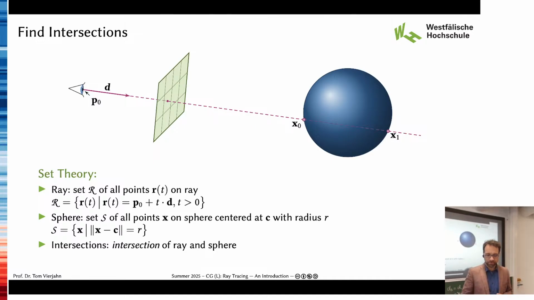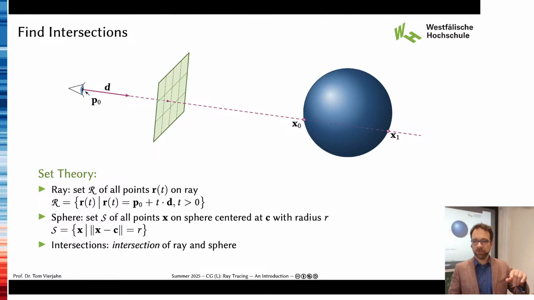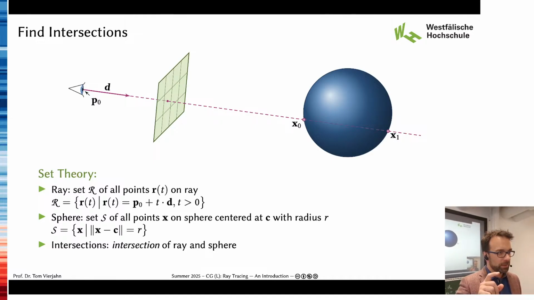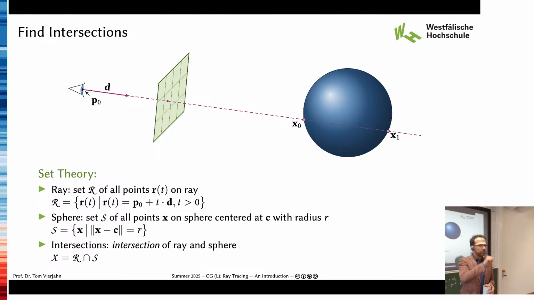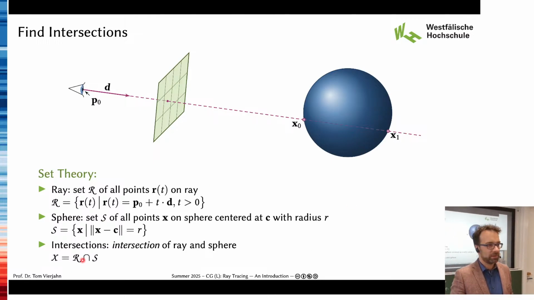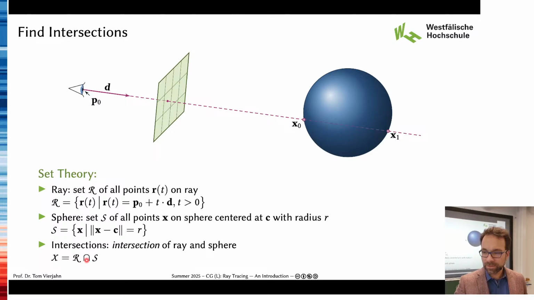We're still at set theory at this point. There will be a linear equation that follows from this, but this equation you can actually look up in a formula book. We just do the intersection. We want to find the intersection of the ray and the sphere. If we say the ray is a set of points, the sphere is a set of points, then set theory provides an operator, and that is just the intersection operator.